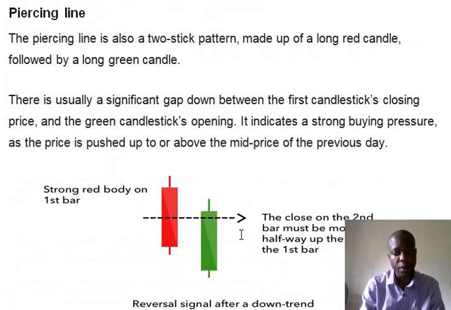The next candlestick pattern is the piercing line. The piercing line is also a two-stick pattern made up of a long red candle followed by a long green candle.